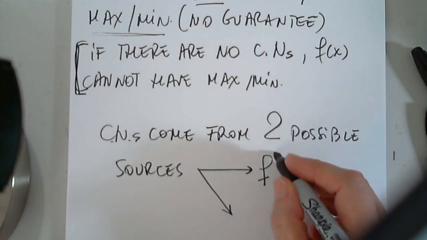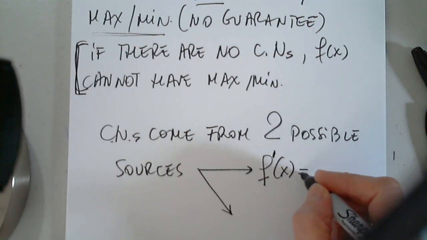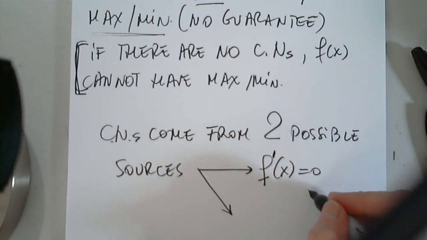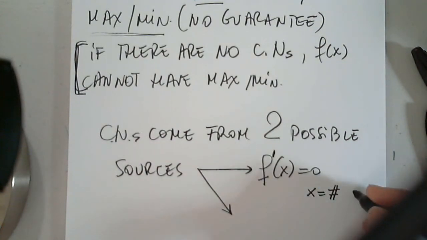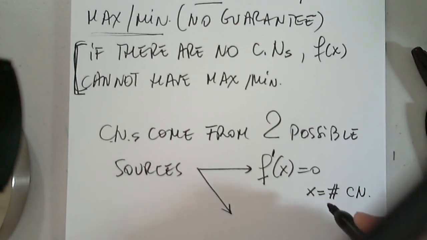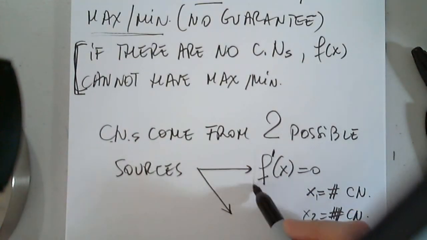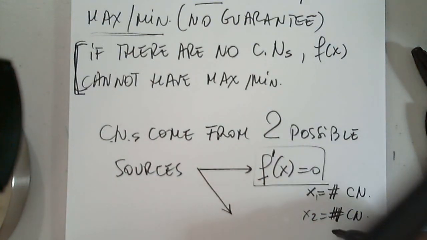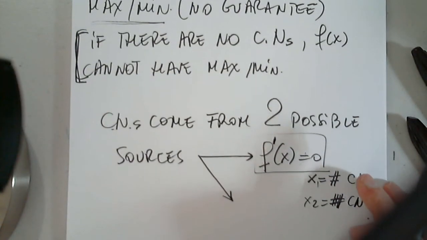One possible source is from f prime of x equals 0. I solve the equation, and let's say I get x equals a, whatever. This is a critical number. I may get x1, I may get x2, whatever number, and I get another critical number. So if this equation has solutions, then the function has critical numbers. If this equation has no solutions, the function has no critical numbers.